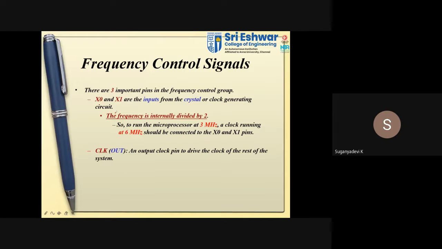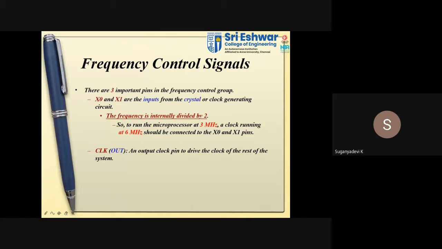Okay, so the frequency is internally divided by 2. The frequency I am going to choose with the crystal is 6 megahertz. Internally it is divided by 2, so the required frequency for my 8085 is 3 megahertz. If I choose a 6 megahertz crystal, I can easily get my 3 megahertz internally. Am I right? So this is your running clock at 6 megahertz.